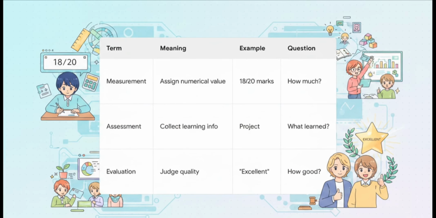To keep it super simple, just look at this breakdown. Measurement is your raw score, the how much. Assessment is the actual gathering of evidence, the what was learned. And evaluation is that final judgment, the how good. They're basically three distinct, interconnected steps in understanding a student's entire journey.